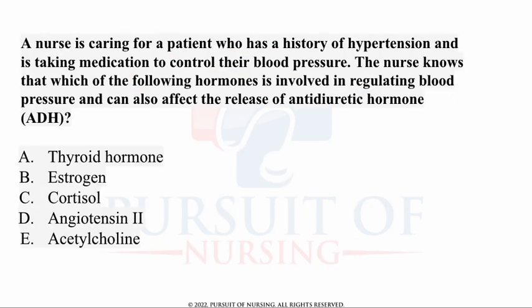Okay, this is a classic multiple choice, and this is going to test your knowledge of physiological integrity. A nurse is caring for a patient who has a history of hypertension and is taking medication to control their blood pressure. The nurse knows that which of the following hormones is involved in regulating blood pressure and can also affect the release of ADH or antidiuretic hormone. So which of the following hormones helps to regulate blood pressure and can also cause the release of ADH?